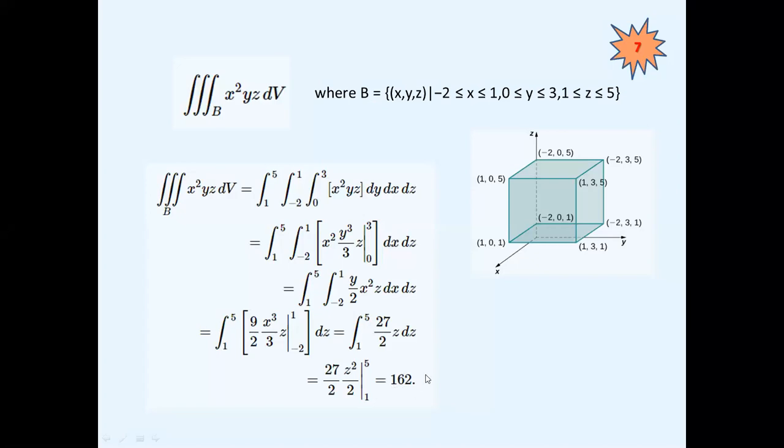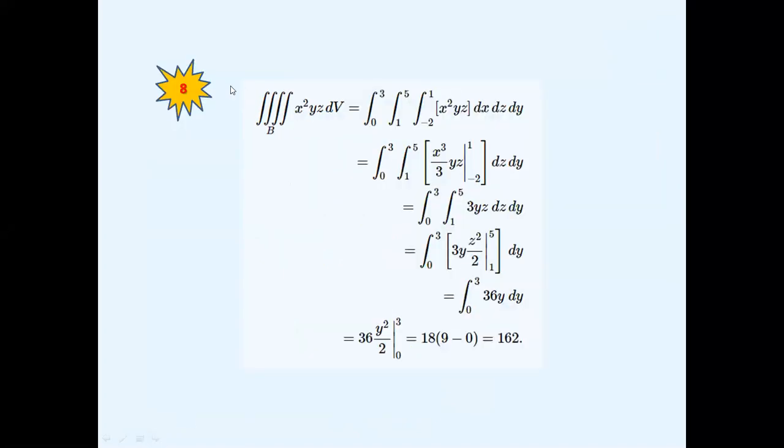We still have this one. This part is correct, but there's an error here. There should be y squared over 2. Okay? Now, so we have the 162. So in the seventh sample here, it's the same integral. However, we interchange the manner of integration.